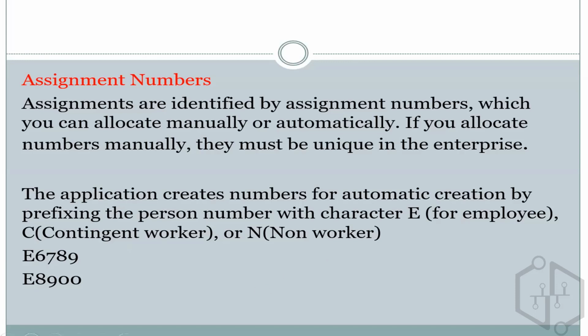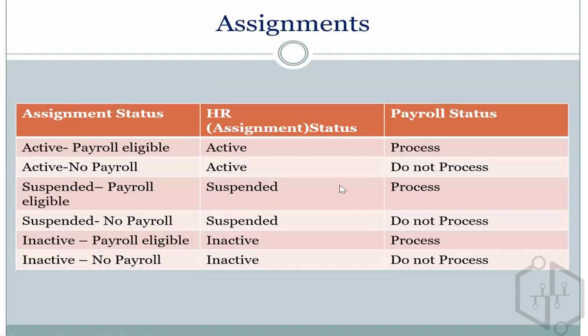So next, assignment status. Now when we go to assignment status, there are: active payroll eligible, active no payroll, suspended payroll eligible, suspended no payroll, and inactive. So one is active, one is inactive, and one is suspended.